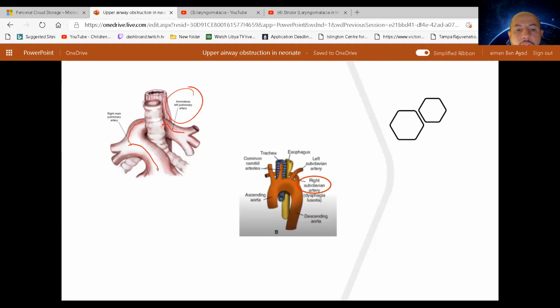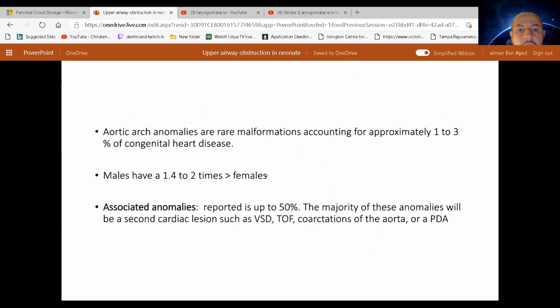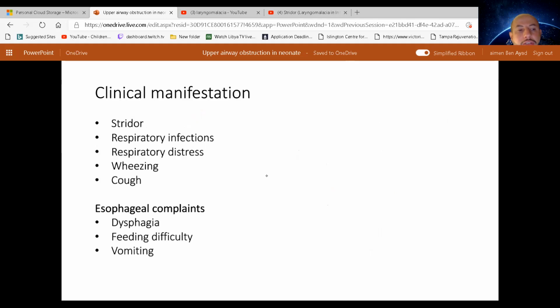Another example of incomplete vascular ring is anomalies of the right subclavian artery. You can see it go all the way in back and surround the esophagus and the trachea. What's the incidence of vascular ring? It's around 1 to 3% of all congenital heart disease. The male to female ratio is up to 2 to 1. There's up to a 50% risk of other congenital heart disease like VSD, tetralogy of Fallot, coarctation of the aorta, or ductus arteriosus.